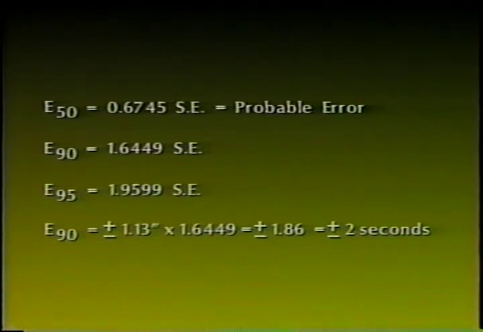The 90% error, or E sub 90, establishes the limits within which the measurement should fall 90% of the time. It is calculated by multiplying the standard deviation by 1.6449. In our example, the 90% error would be plus or minus 1.13 seconds times 1.6449, which equals plus or minus 1.86 seconds, which is then rounded to plus or minus 2 seconds. Referring back to our example, you will see that all the residuals fall within this limit. The 90% error is the standard used today in the survey industry.